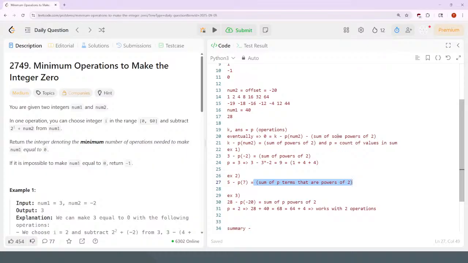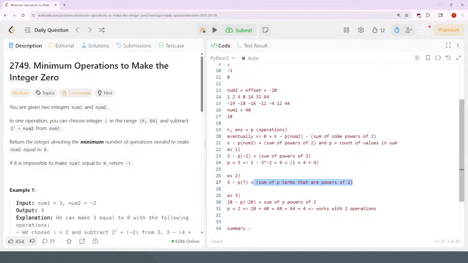So target number. So for each p value, where p is the number of operations, I go through every possible sum of values that number of powers of 2. Oh, I see it. I see it. I think I.